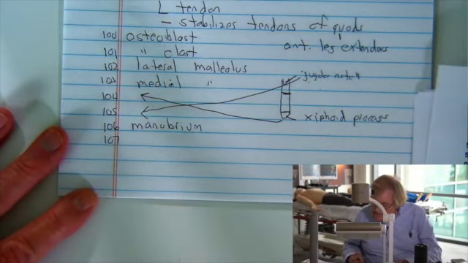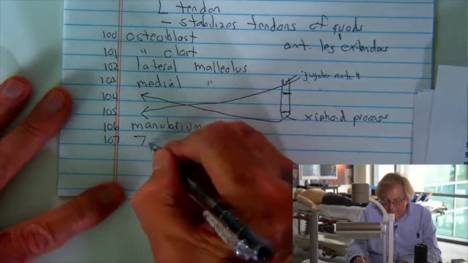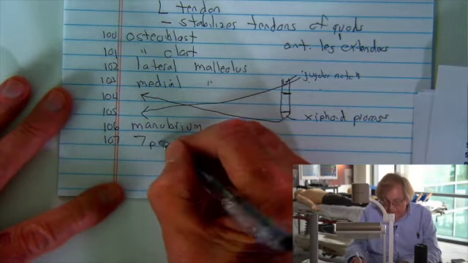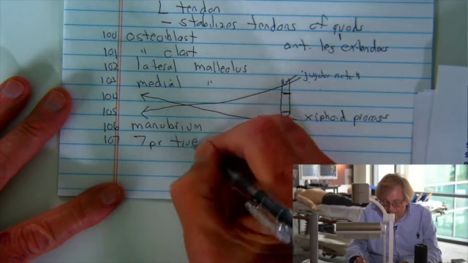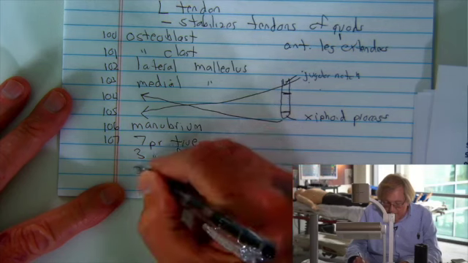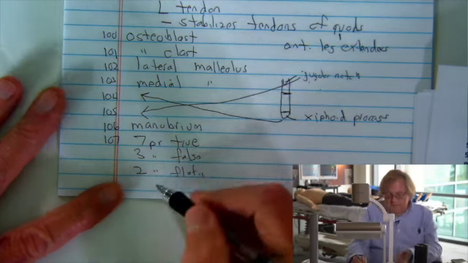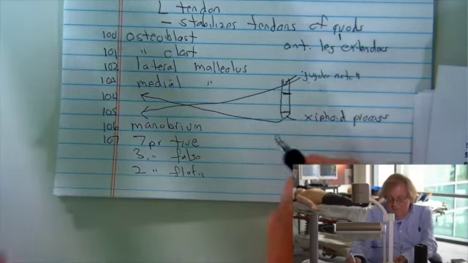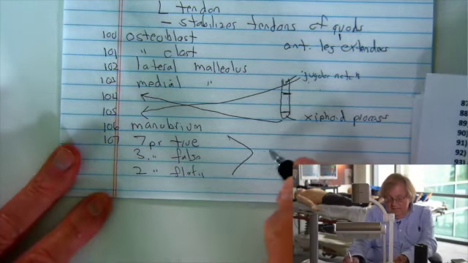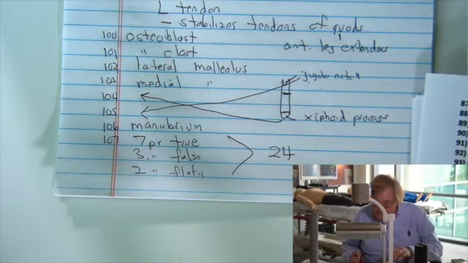107 says the number of ribs. We know that there's 7 pair of true ribs, and there's 3 pair of false, and there's 2 pair of floating. So 7 plus 3 is 10, and 2 is 12. So the total number is that times 2. So therefore I have 24 ribs, or 12 pair.